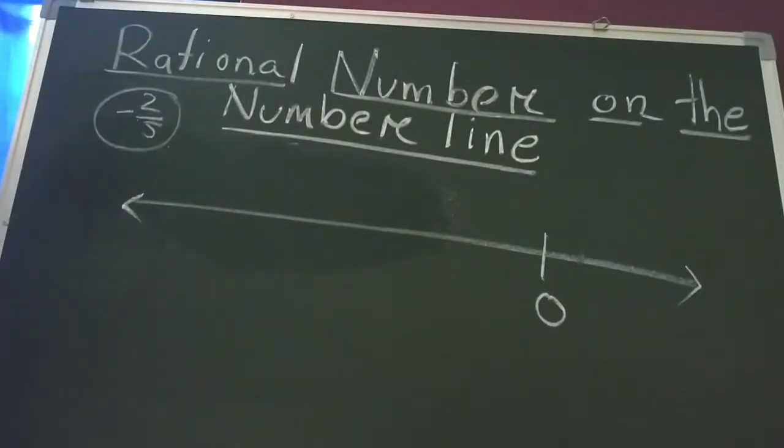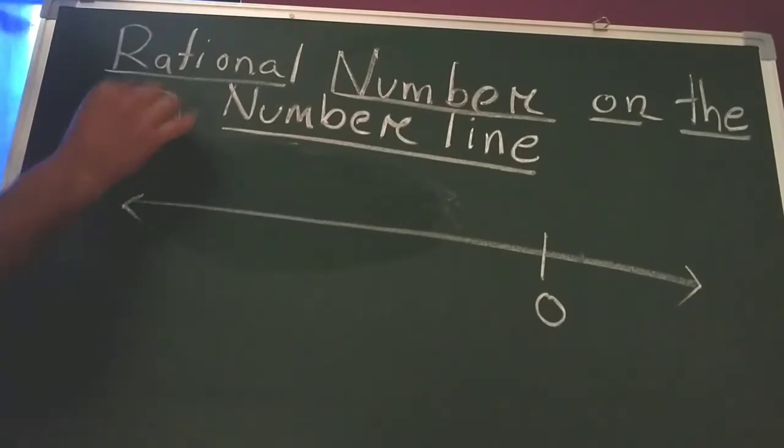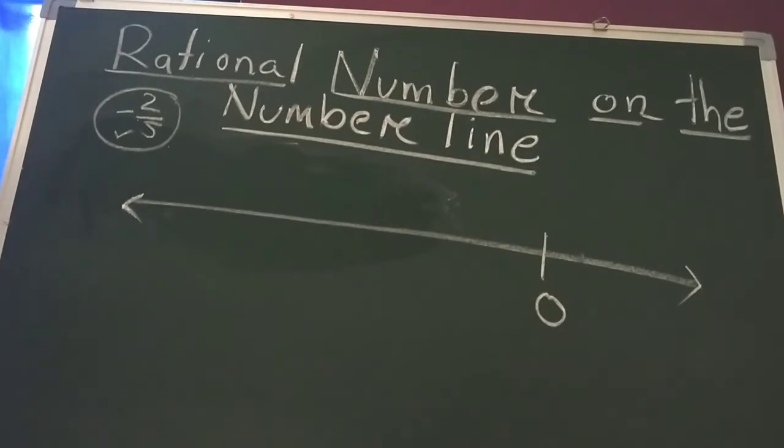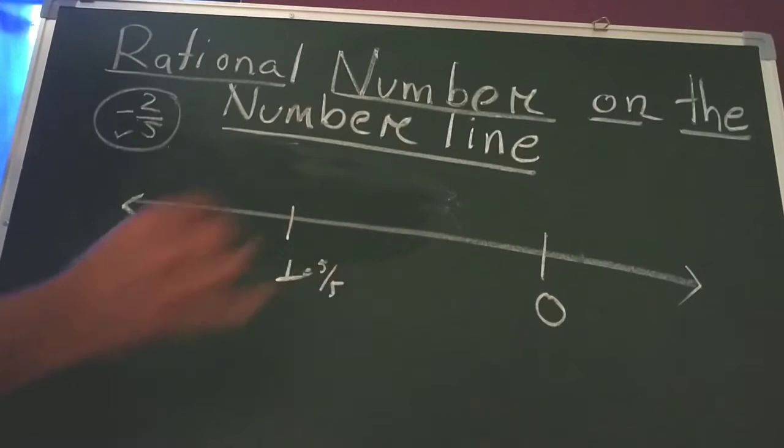Now we are writing the negative rational number. While representing a negative rational number, we should first think about the denominator. The denominator is 5. So let us divide the interval from 0 to 1. Suppose you are taking 1, this one. 1 is equal to 5 by 5. So we have to divide it into 5 parts.